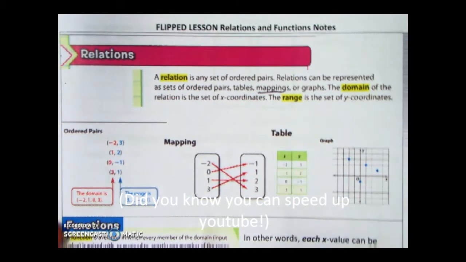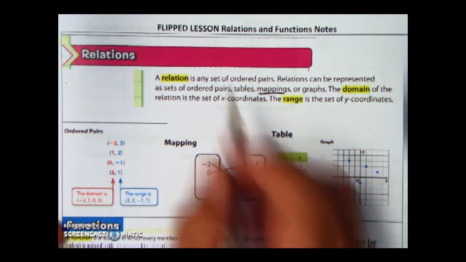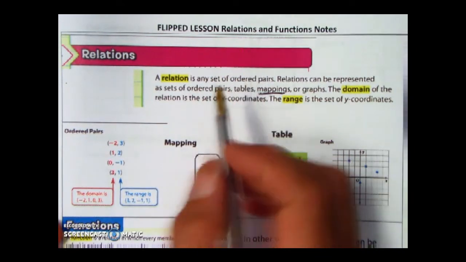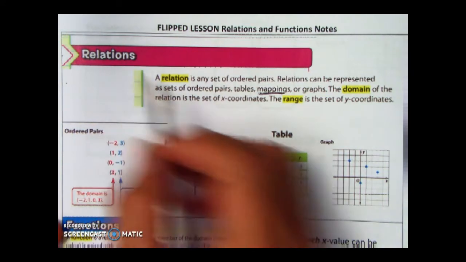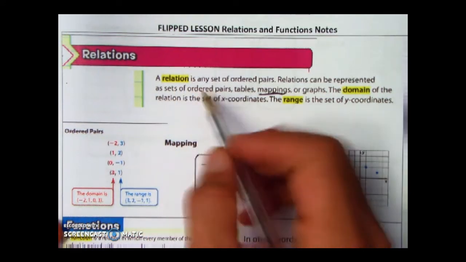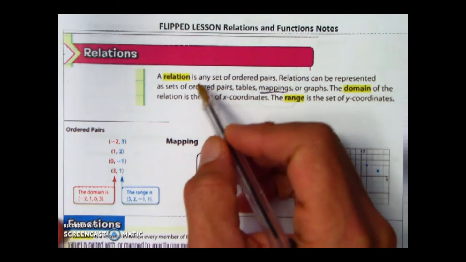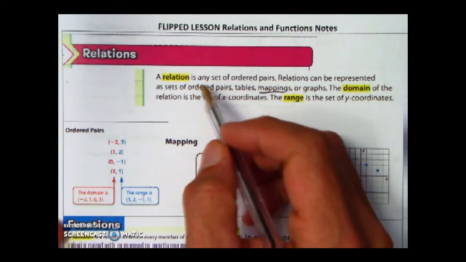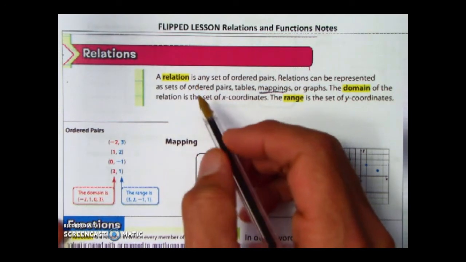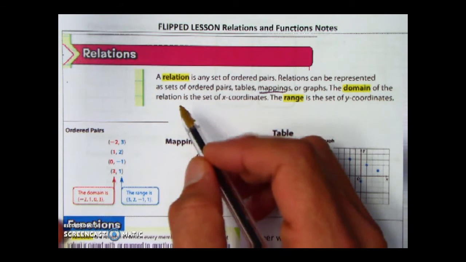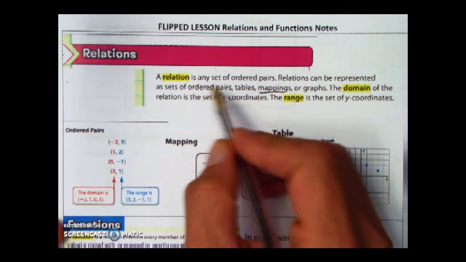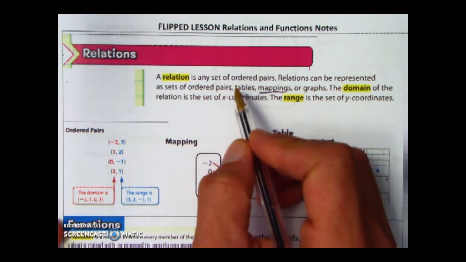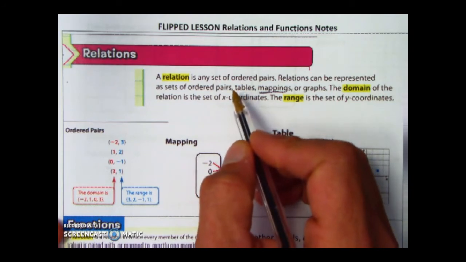All right, students, this is your flipped lesson on relations and functions. So let's begin with relations. A relation is basically talking about the relationship between any set of ordered pairs. In other words, we could talk about the relationship of x and y. In an ordered pair, in a table, it could be input, output, the independent, dependent.